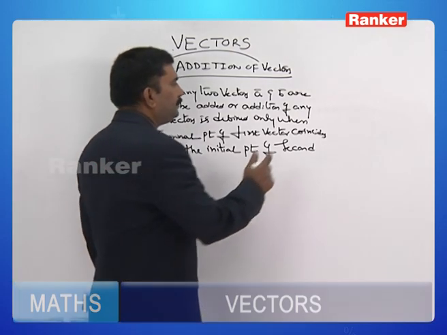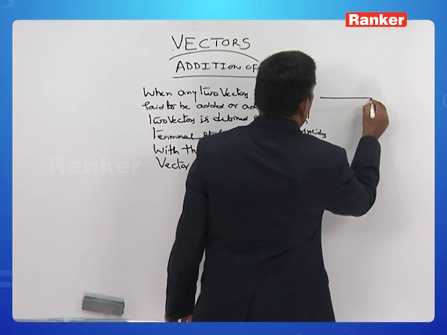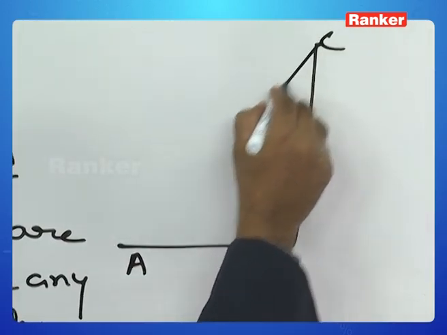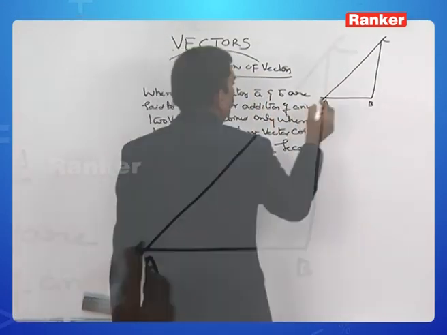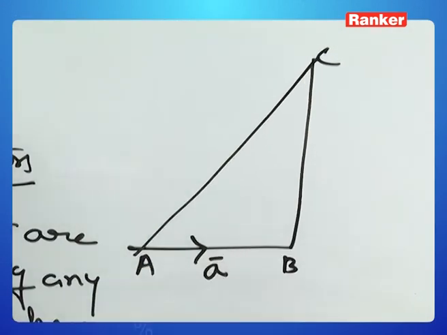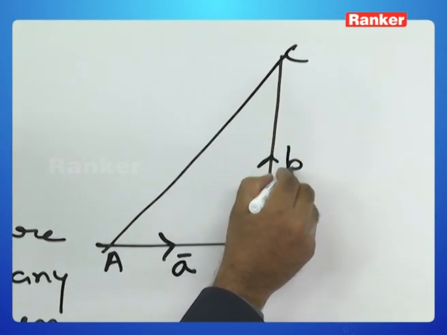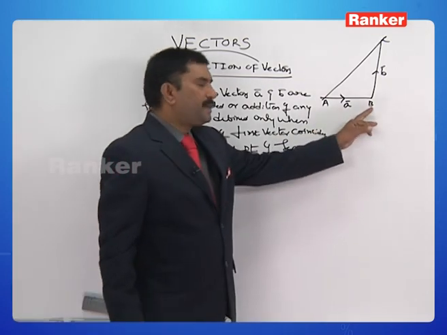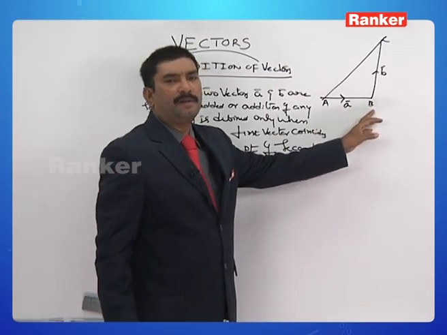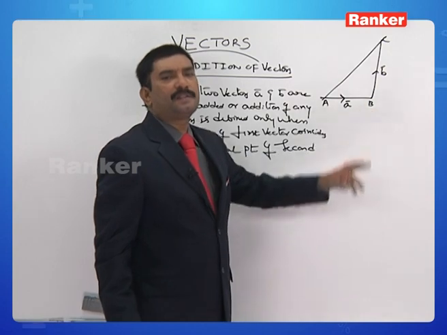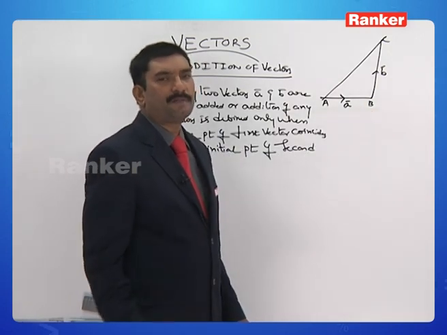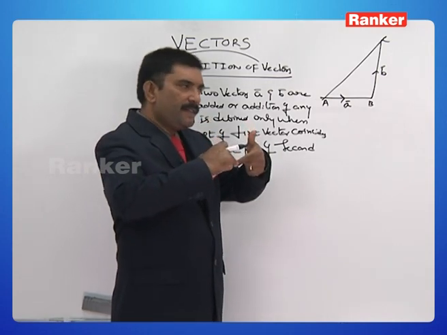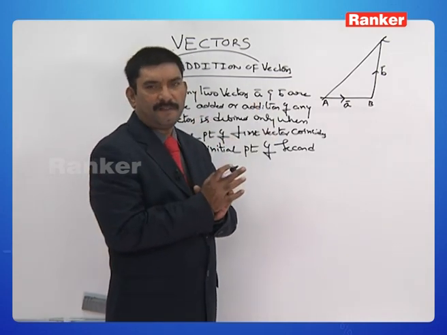For example, I go for this. A, B, C. So therefore, this is the first vector A bar. This is the vector B bar. Now, B is the terminal point of the first vector. Meanwhile, it acts as what? Initial point of the second vector. So therefore, when they coincide, then it forms a triangle.